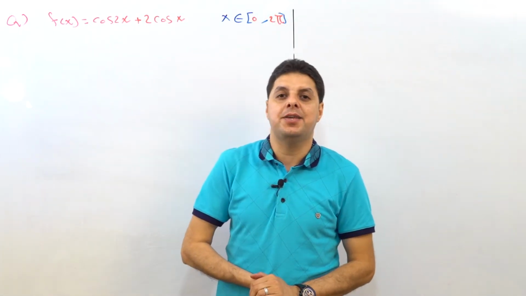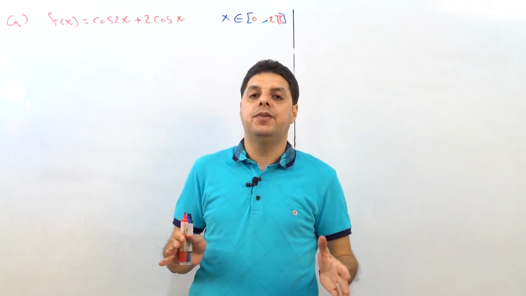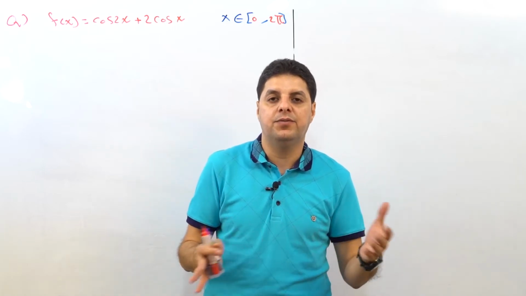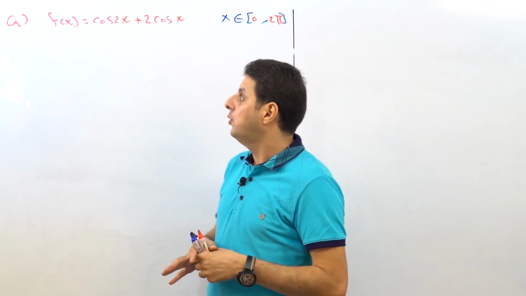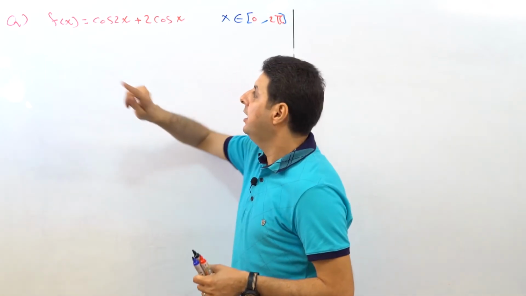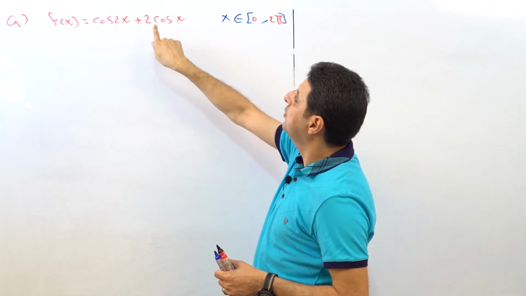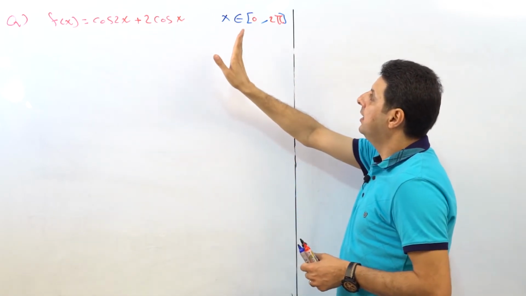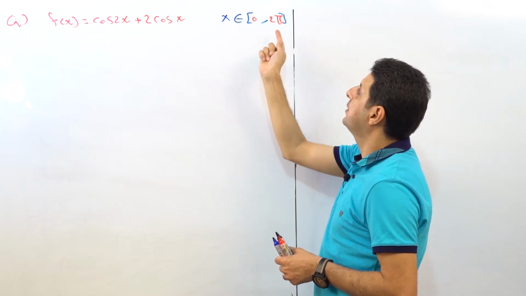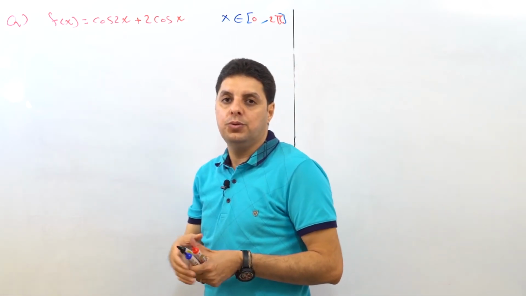Now the other example: show that the following function satisfies Rolle's theorem and find the value of C. The function f of x equals cosine 2x plus 2 cosine x, on the interval x belongs to 0 to 2 pi.